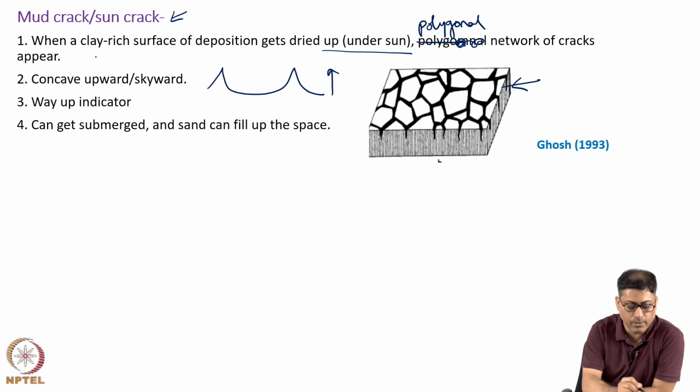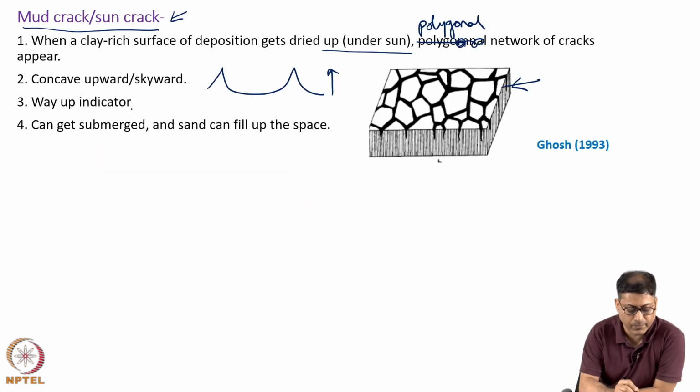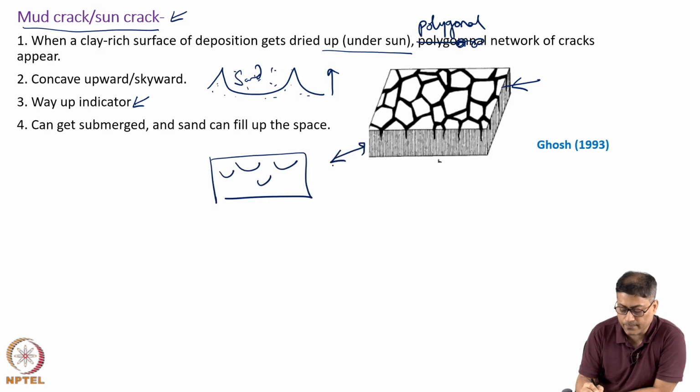Be very careful dealing with the mud cracks or sun cracks and the load cast. You have to clearly distinguish between them. They can indicate a way up indicator. Suppose after mud cracks are produced and then the mud has been dried up and hardened and later sand comes inside, that is also possible. In cross section the mud cracks can look like this, that means if we are looking at this cross section we may get mud crack appearance like that.